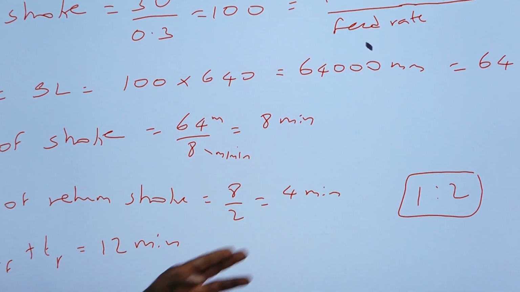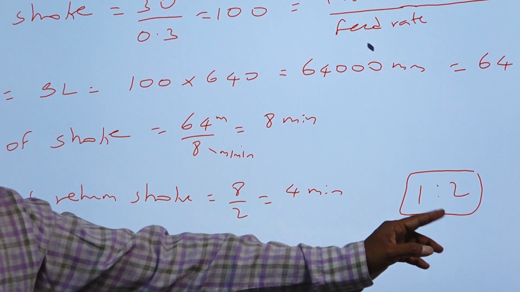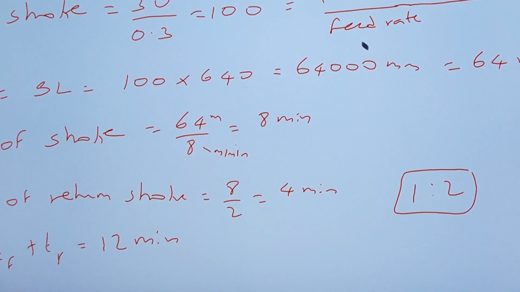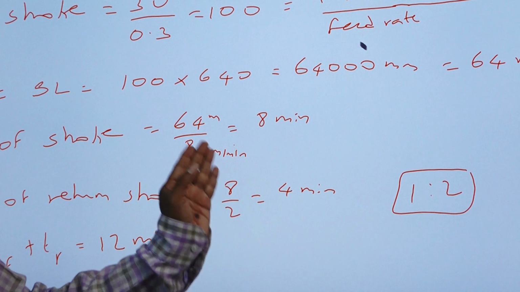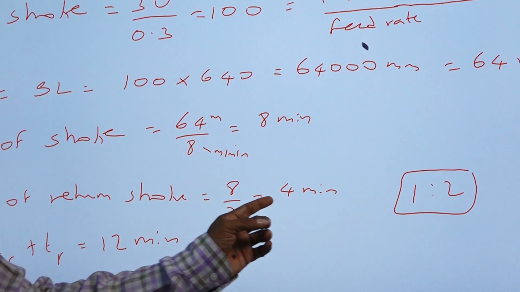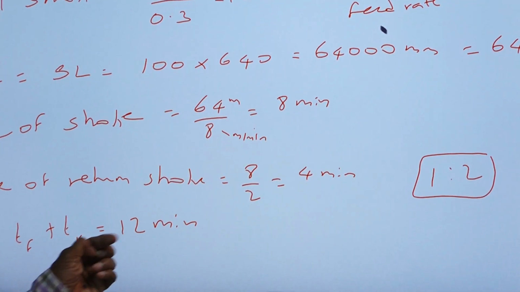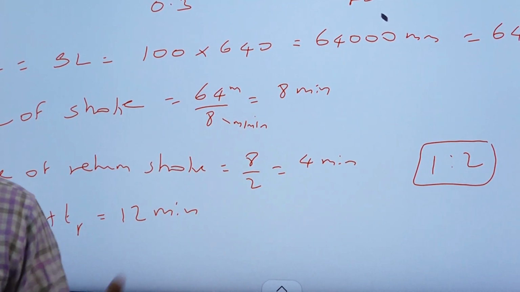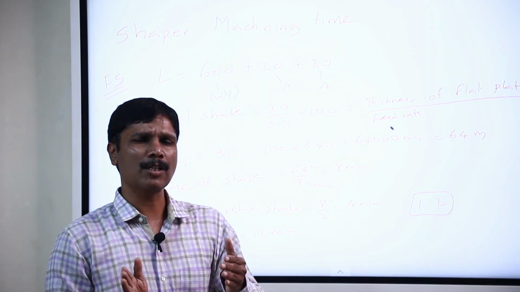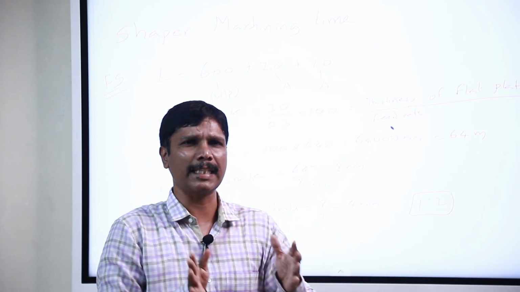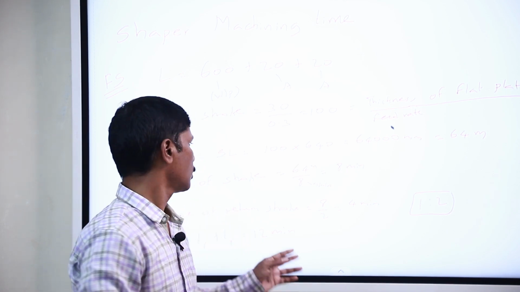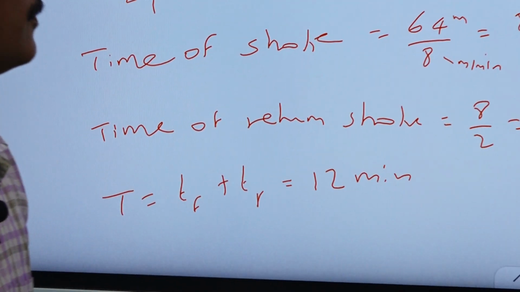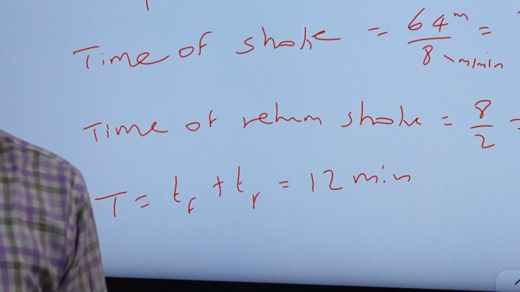Now the reverse motion we have to find out. It is in the ratio of 1:2. If the forward stroke takes 8 minutes, the return stroke will be quicker, because in the return stroke there may be no cutting. So the return stroke is quicker. The forward stroke goes slowly, so it takes 8 minutes. Return stroke 4 minutes, so it is in the ratio of 1:2. So total time is 12 minutes. In this way shaper machining time can be calculated.